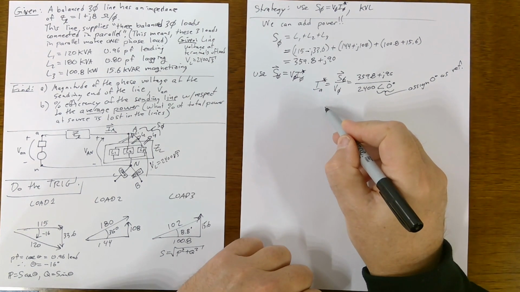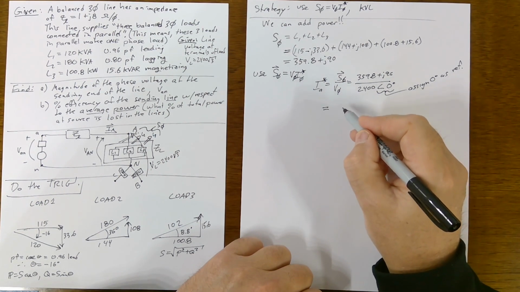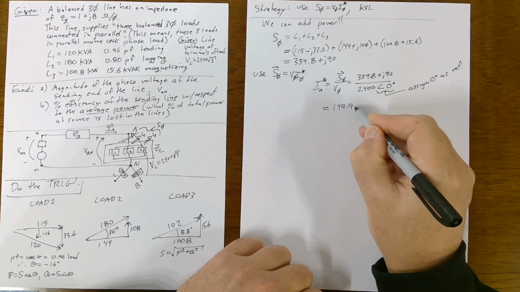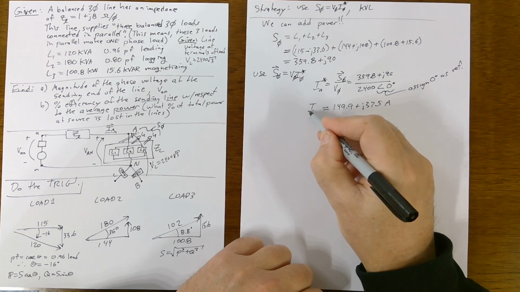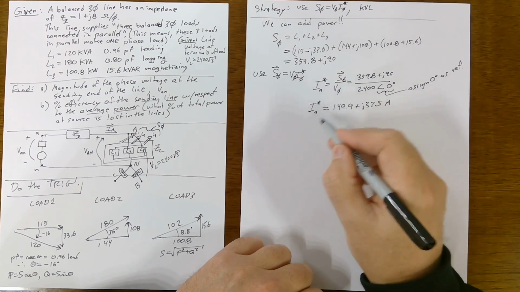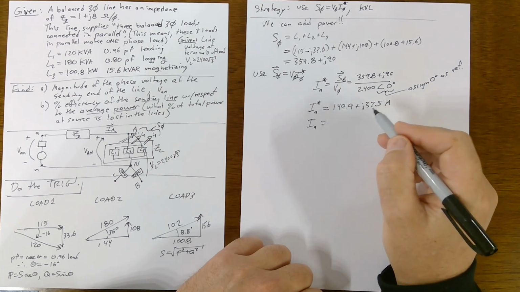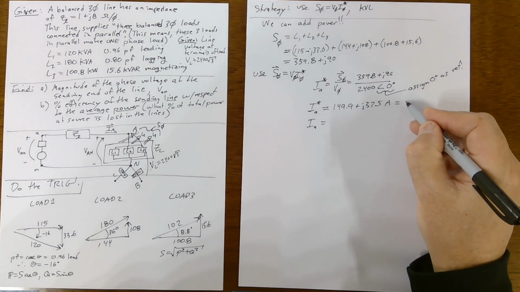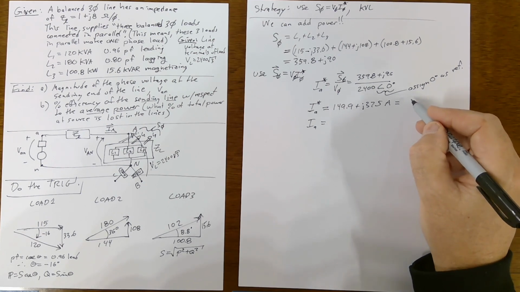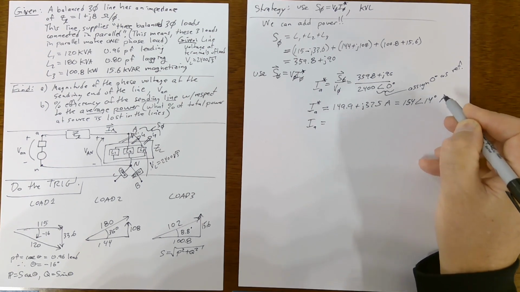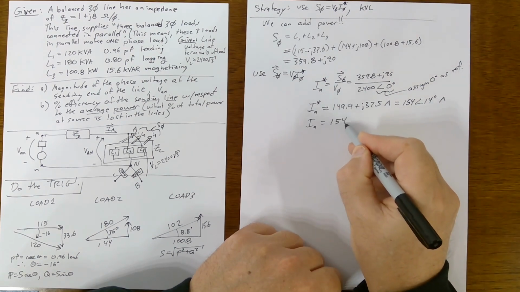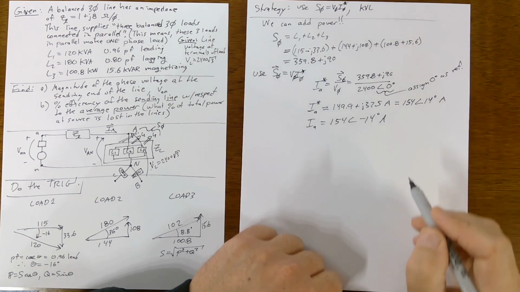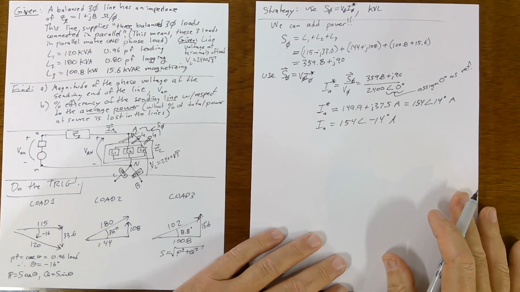All right, so that's answers now. This is 149.9 plus j37.5 amps. That's IA conjugate. You could do this in polar form, by the way. IA conjugate is 154 with an angle of 14 degrees amps. So IA would be a negative angle, 154 angle minus 14 degrees. So that's IA. What are we trying to do here?